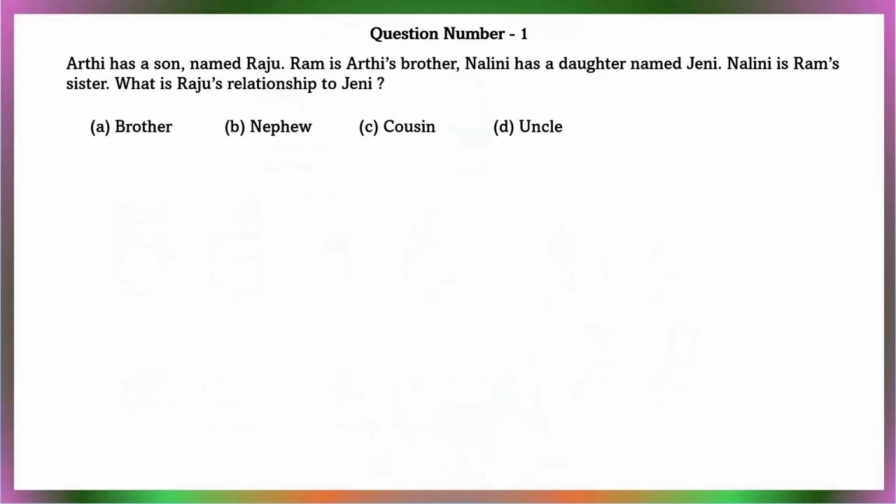Question 1. Arati has a son named Raju. Ram is Arati's brother. Nalini has a daughter named Jenny. Nalini is Ram's sister. What is Raju's relationship to Jenny?